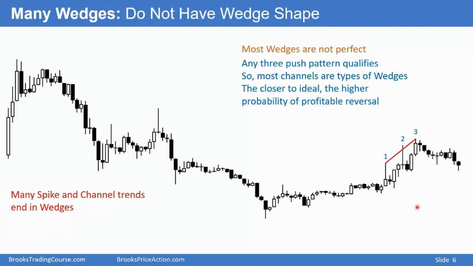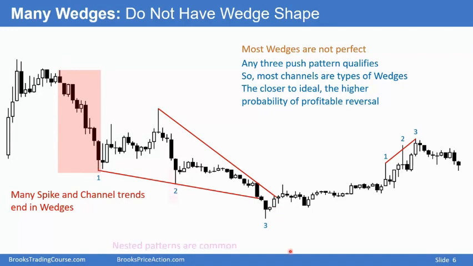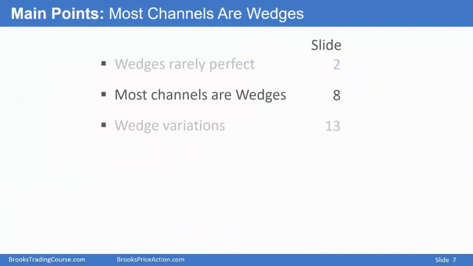Most spike and channel trends end with wedges. Strong bear breakout, so you think of it as a spike and a first push and a potential wedge. 1, 2, 3. Nested patterns are common. We have a big spike down here. We have a smaller spike down here. I mentioned that I think of wedges and channels as synonymous, and if they're convergent, I call them wedges. If they're more parallel, I simply call them channels.